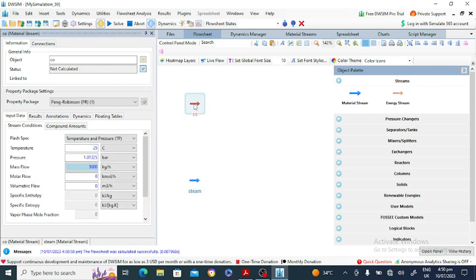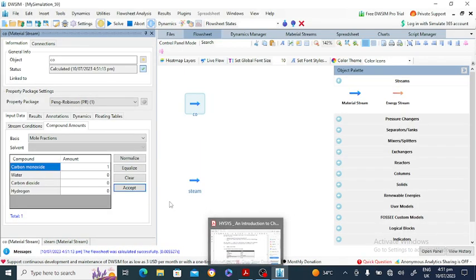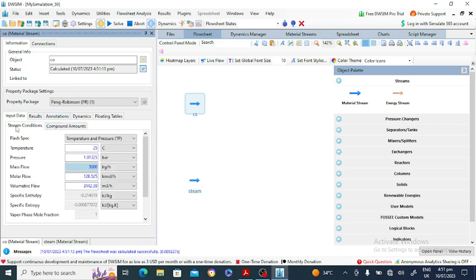Go to the carbon monoxide stream, and here it is also pure carbon monoxide. Click on accept changes. Pure carbon monoxide. Okay, now this is done. Now go to the reactor.